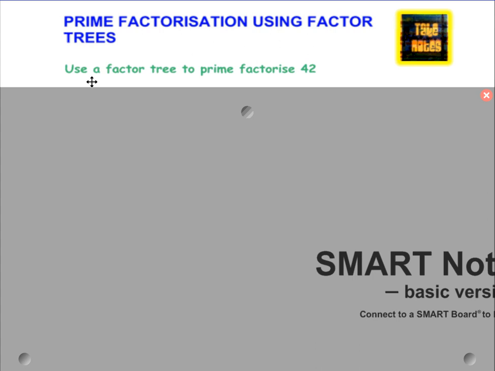All you need is a pen, pencil, or something erasable if you like, and your booklets, of course. So, use a factor tree to prime factorize 42. You might have no idea what that means, so I'm going to show you what that means.